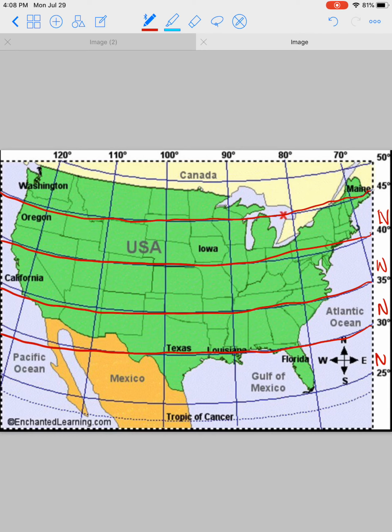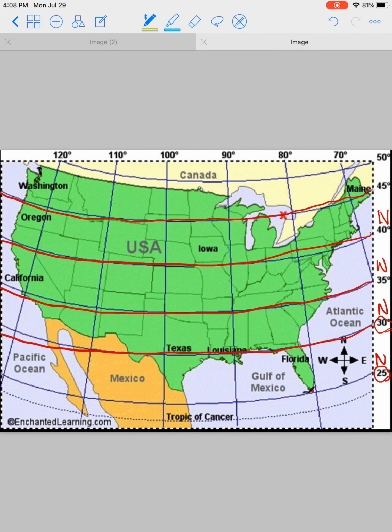You can see the very bottom of Florida here is almost touching 25 degrees north. That's a latitude line. Here going through Louisiana, we're at 30 degrees north. That's a latitude line. So all of those lines running horizontally are latitude lines.